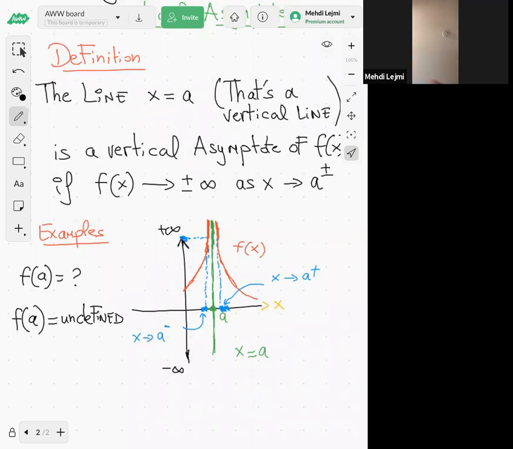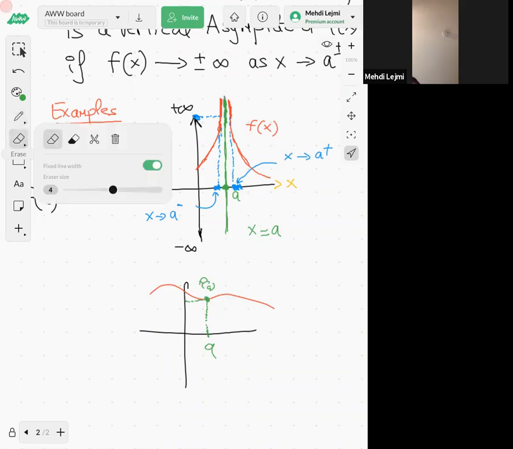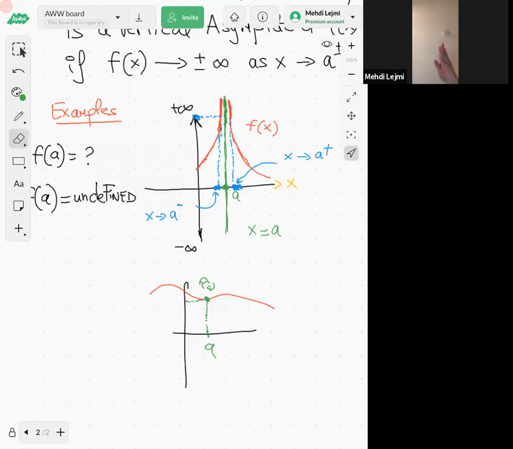Because usually, guys, if you have a graph, let's say I have a graph, and here's my a. This is my a, and here's my graph. How can we find the image of a? Well, we take the vertical line passing through a, and this point here would be the image. That would be f of a. But here we are in the situation where we have a vertical asymptote. We said the graph never touches the vertical line passing through a.